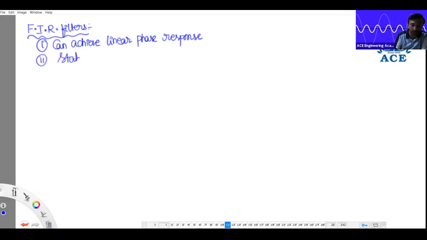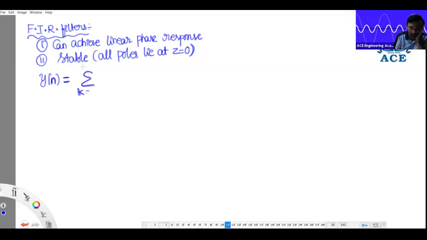100% they are stable, because all poles lie at z equals 0. Any pole of an FIR filter is lying at the origin, so they are 100% stable, sir. We know the transfer function of this FIR filter is going to appear like this.